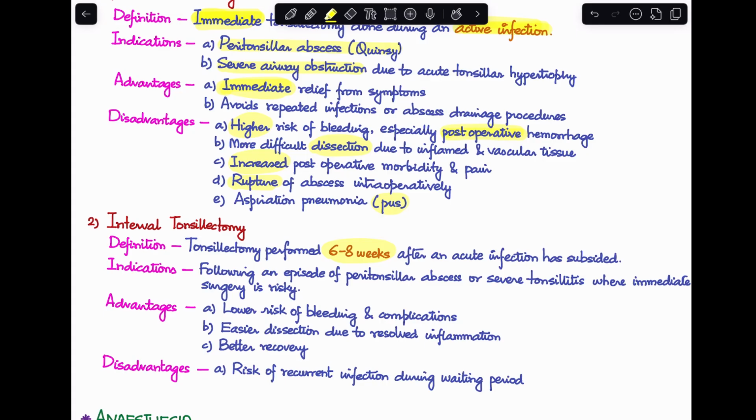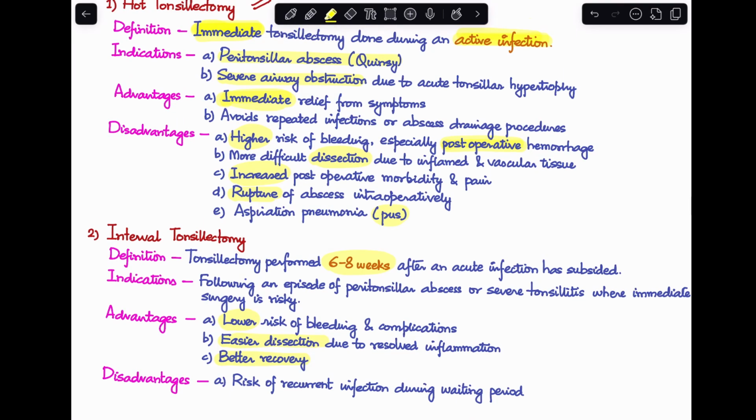The advantages being there is a lower risk of bleeding and other complications in these cases. Second, because of the resolved inflammation, it will be much easier to perform the dissection, find your plane of dissection between the tonsil and the anterior pillar and continue it. And third, the patient definitely has better recovery in these cases. And the disadvantage of interval tonsillectomy is the risk of developing recurrent infections during this 6 to 8 weeks of waiting period that you have. So, there are more advantages here rather than disadvantages in a case of interval tonsillectomy.